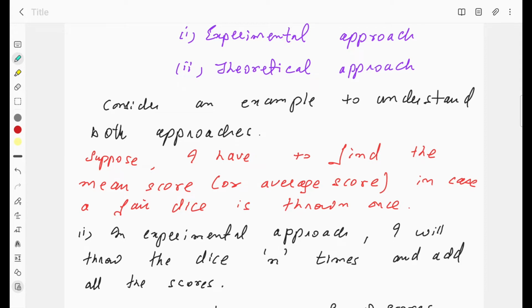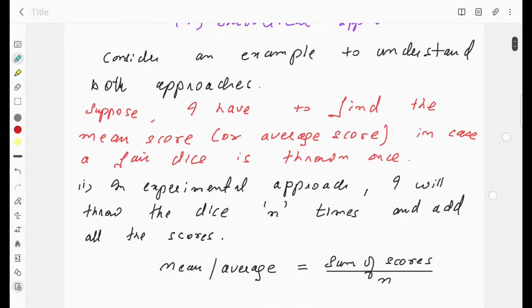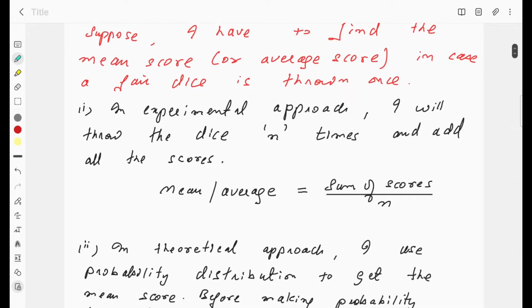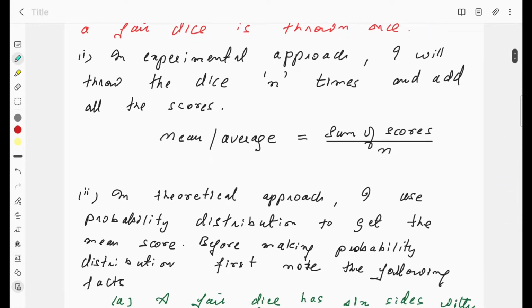Now, if I'm looking for the average by the experimental method, then I will throw the dice n times. n could be anything, like 20, 200 or so on. So throw the dice n times and add all the n results. Your average is the sum of scores divided by n. This is the experimental approach because you are actually doing the experiment.